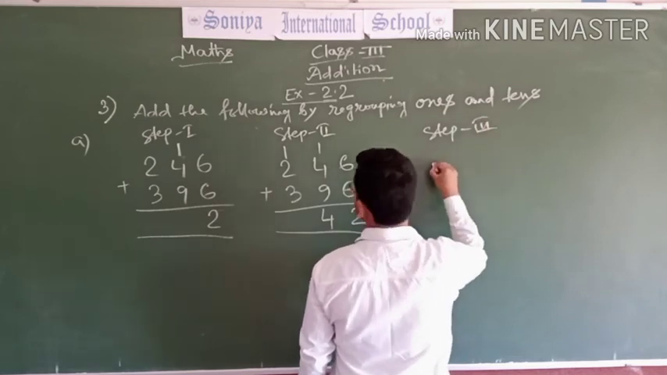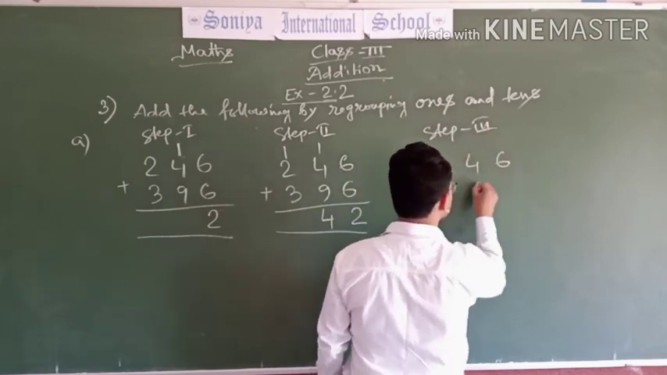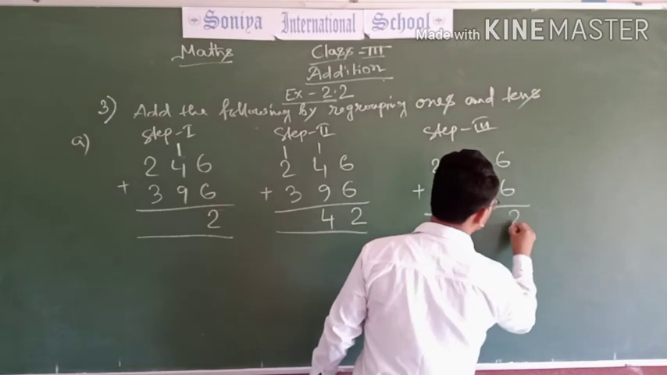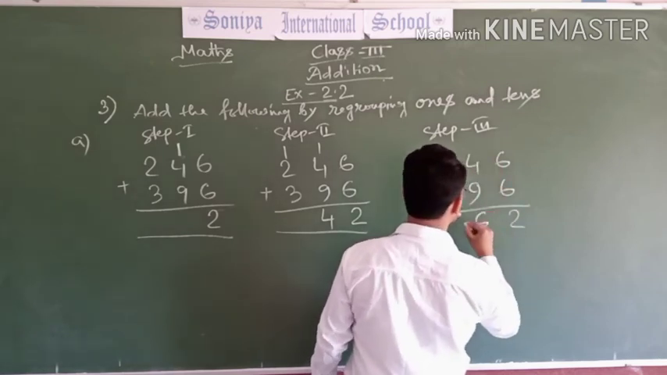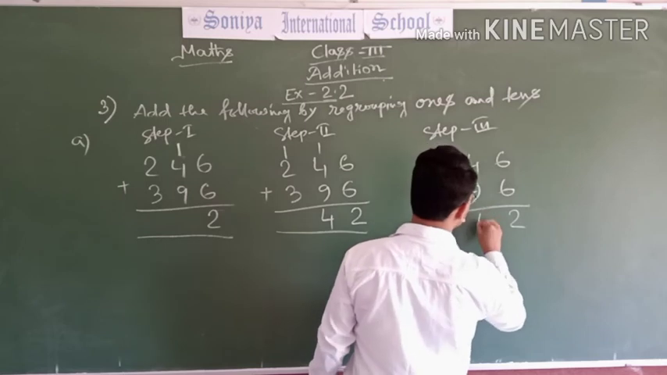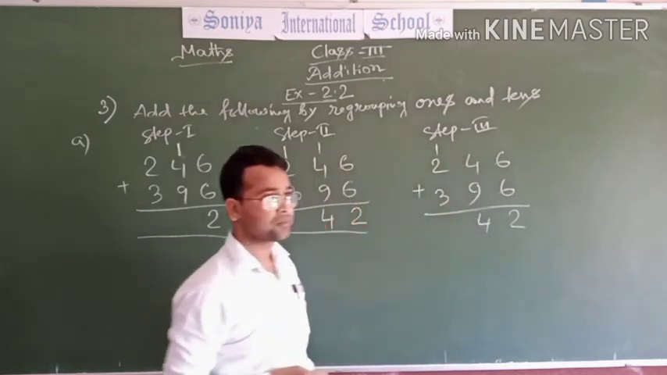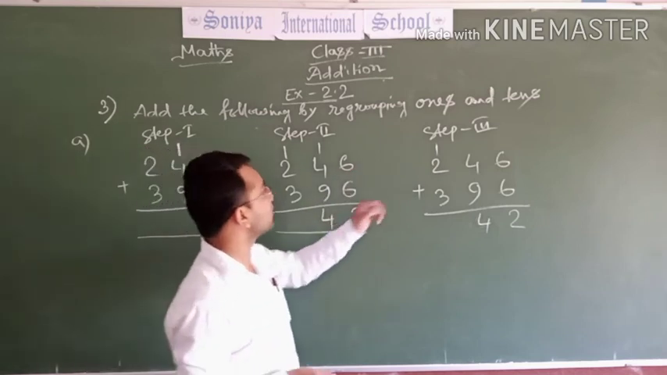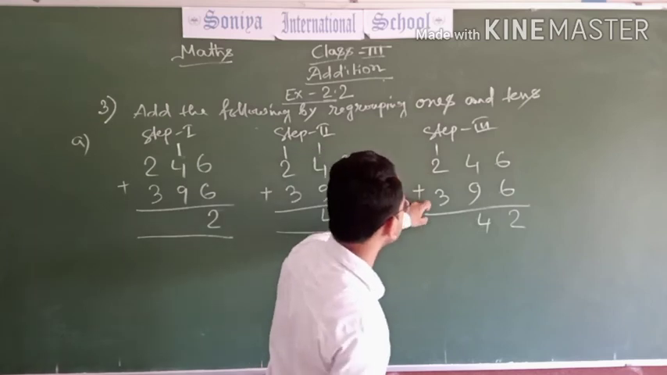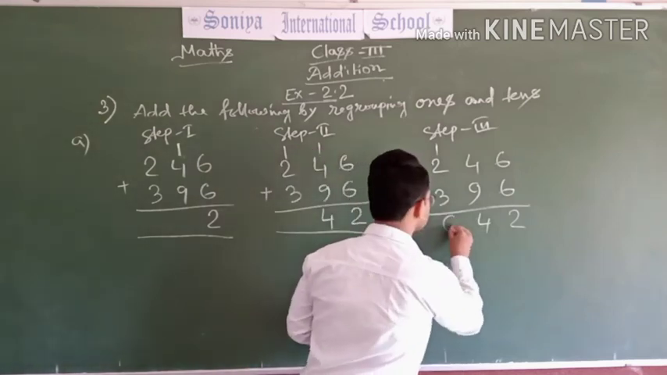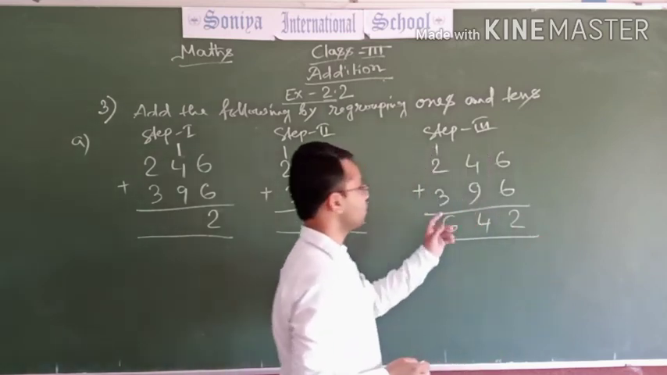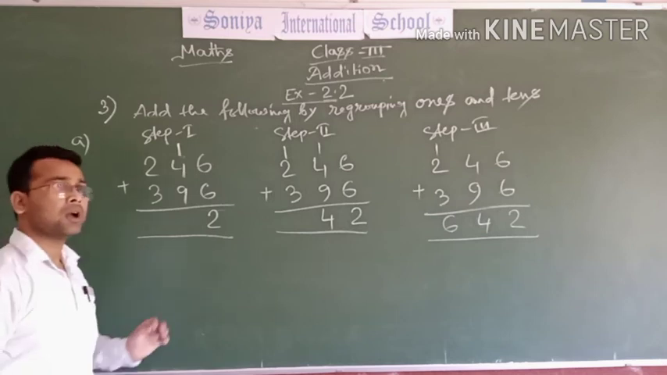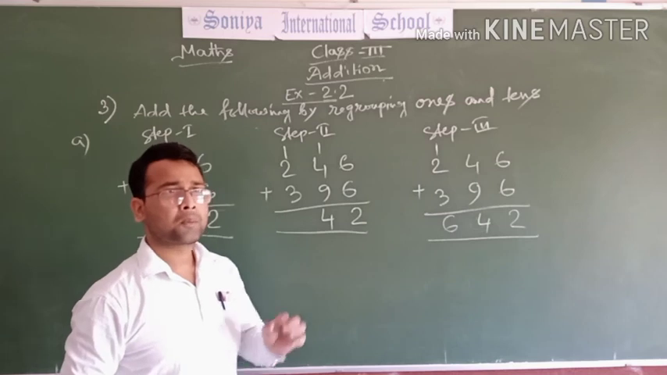Step 3, here 246 and 396. We got from the first step and second step. First step 2 and second step 4, and there 1. 2 and 1 in step 3. Add all the hundreds place numbers. So 3, 1 and 2, 3, 3 and 3, 6. 3 and 3 is equal to 6. So 642. Understood? The regrouping of ones and tens.